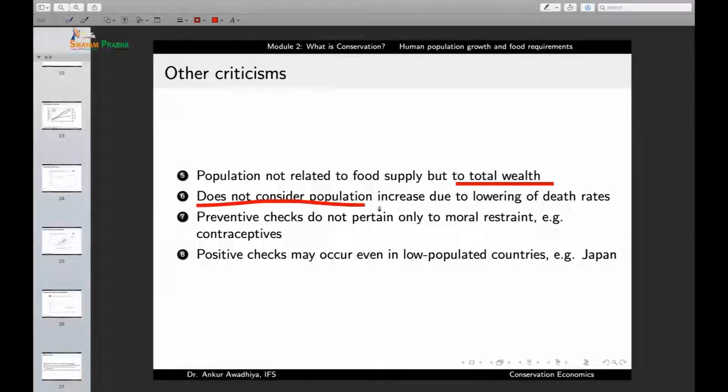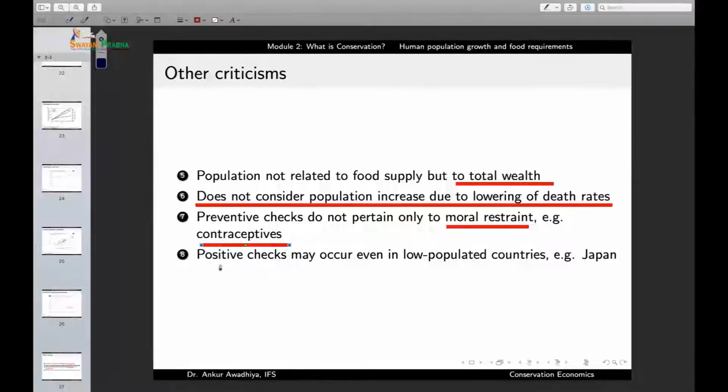Then Malthusian theory also did not consider population increase due to lowering of the death rates, as we have seen. Then preventive checks do not pertain only to moral restraint. The Malthusian theory had emphasized a lot on moral restraint: things such as celibacy, not having a marriage, or having a late marriage. So, moral restraint was probably the only option available to people then to reduce their population. But these days, we also have access to contraceptives. So, this is again something that the Malthusian theory does not consider.